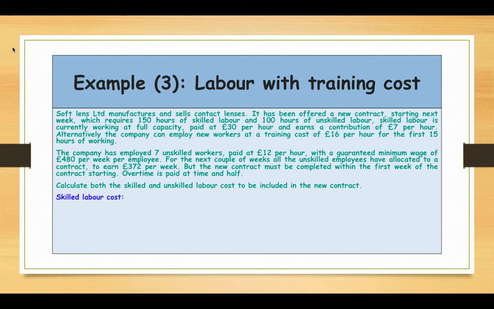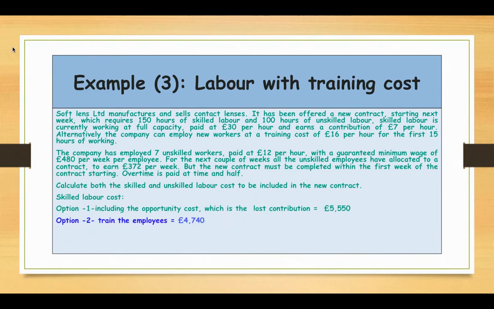So first we look at the skilled labor cost. We look at the first option, which is including the opportunity cost, which is the lost contribution. So we require 150 hours, times £30 is the usual pay, plus the £7 lost contribution. So 150 hours times 37 is equal to £5,550.